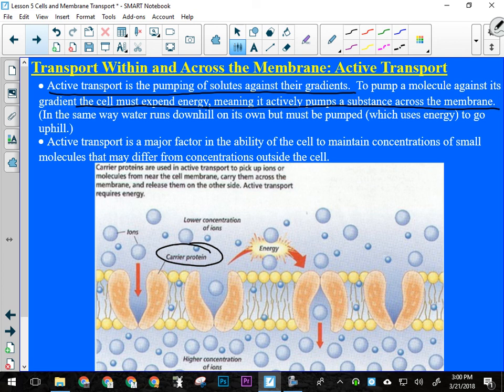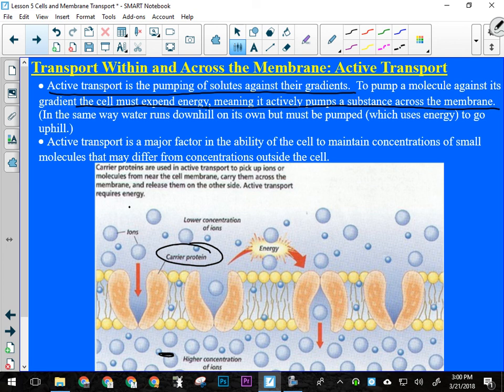So we can see here that this is outside the cell, this is inside the cell here. We have the open position of the carrier protein. Ions will come in there. Energy will be expended, and the carrier proteins reverse themselves. They change shape to close off and effectively pump the materials in, and they'll keep doing that until they've pumped in as much material as is needed.